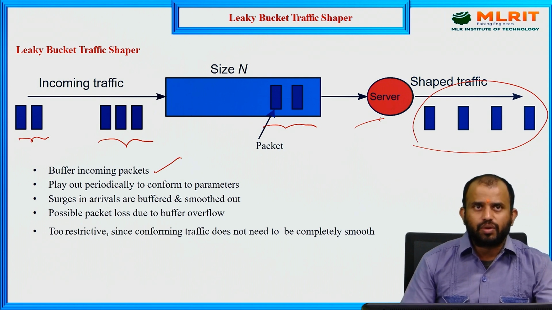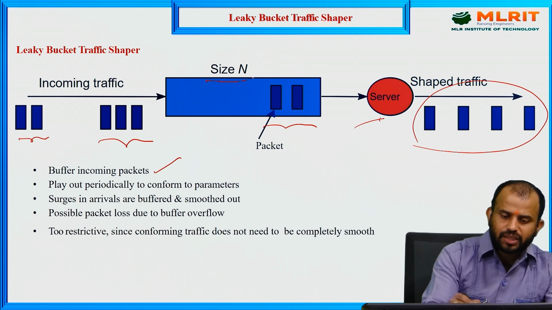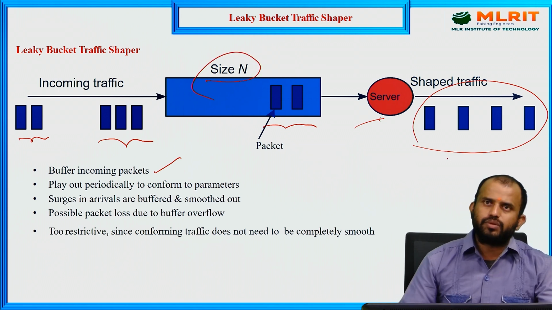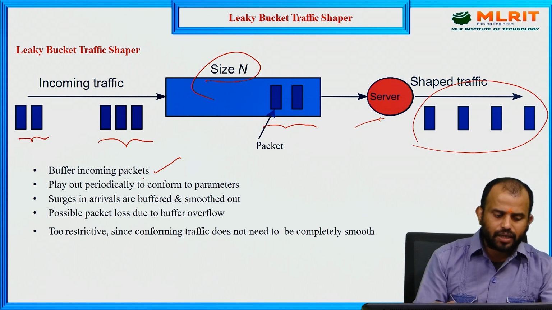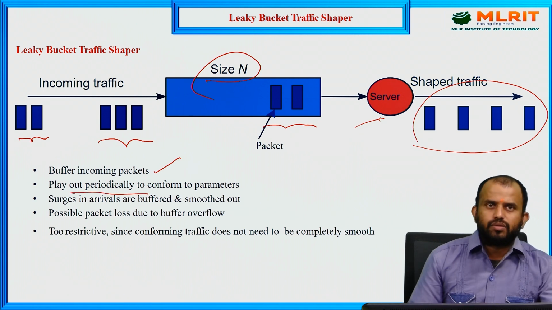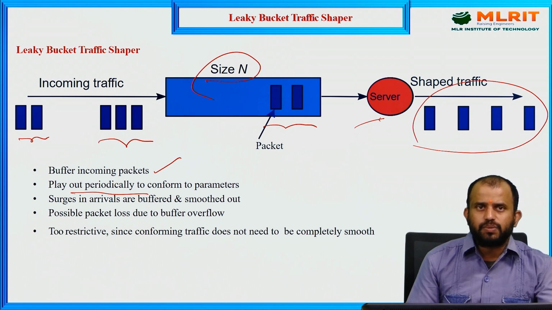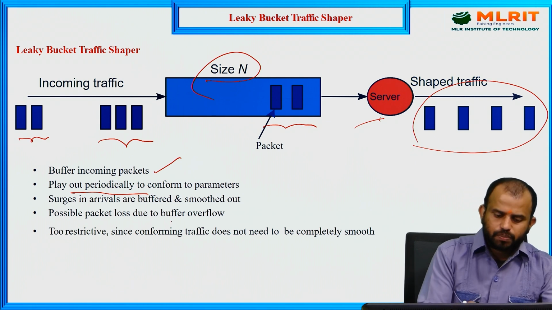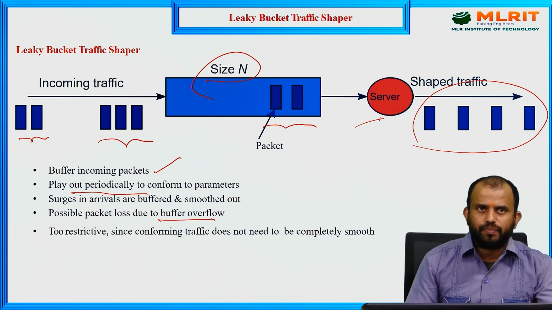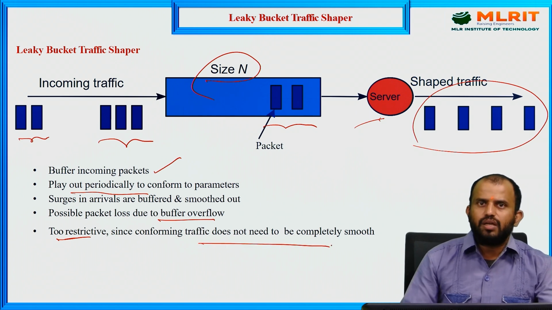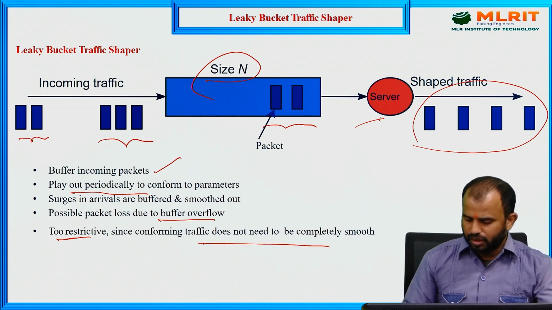We have to analyze whether it is two frames, two packets or three packets. We have to design the size of the packet structure, and accordingly choose the traffic shape. So we have to buffer the incoming packets and play them out periodically. To conform to our parameters, any buffering has to smooth the flow out. And any packet losses due to this buffer flow we also have to understand. That should be restrictive, because conforming does not mean completely smooth. We have to restrict things.